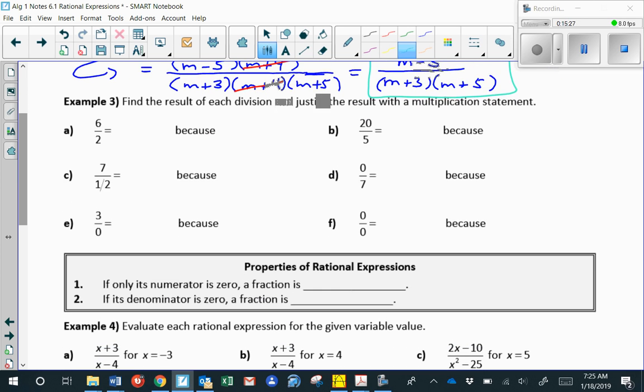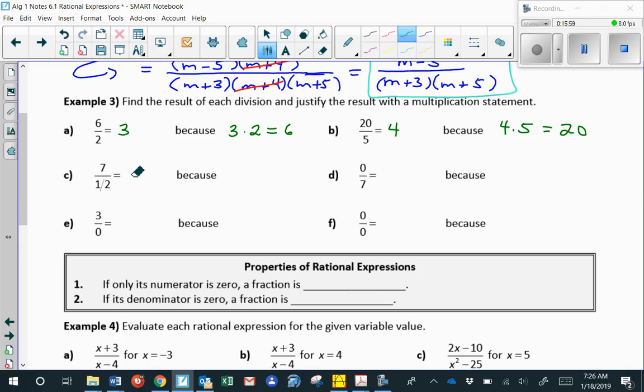In example 3, we need to look at division, and a little bit about division, because this will help us understand rational expressions a little better. And we think we've talked about this before. 6 divided by 2 is 3. Why is that? Because 3 times 2 is equal to 6. 20 divided by 5 is 4. Why is that? Because 4 times 5 is equal to 20.